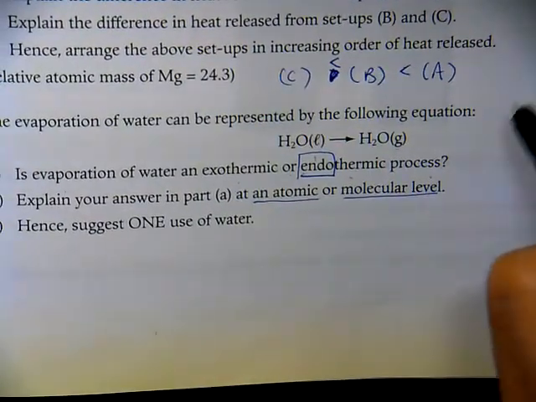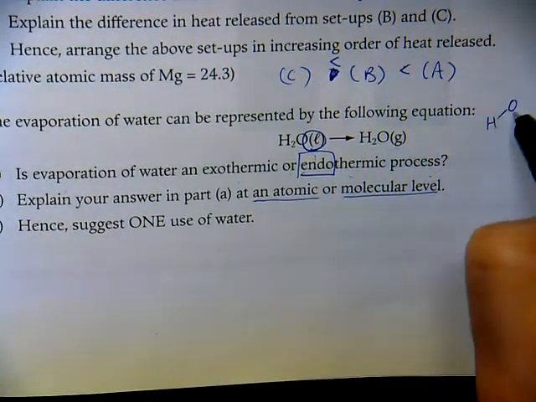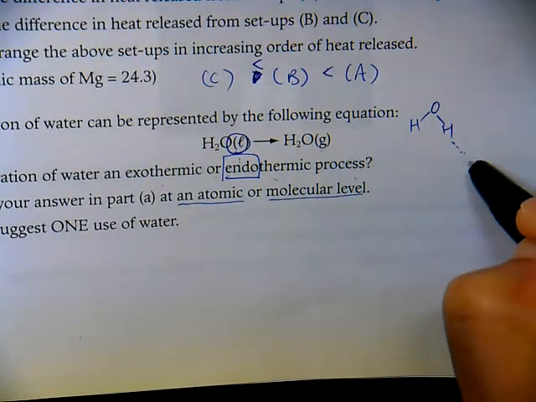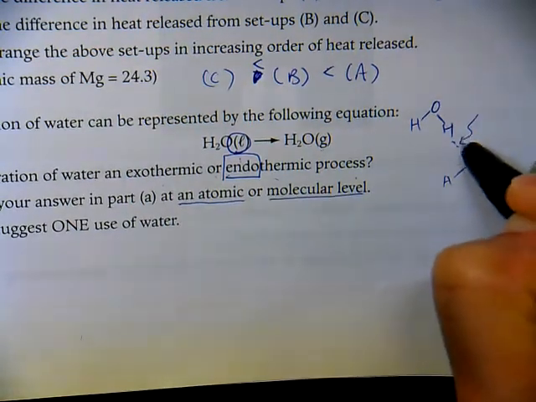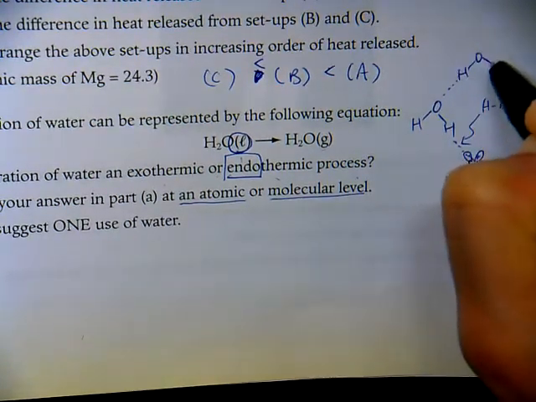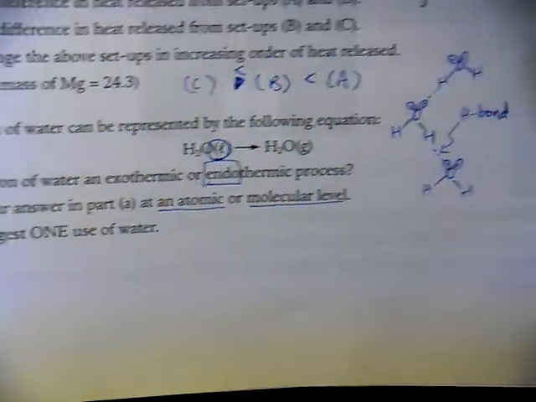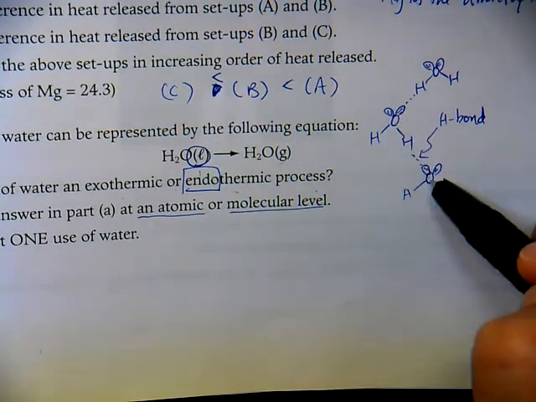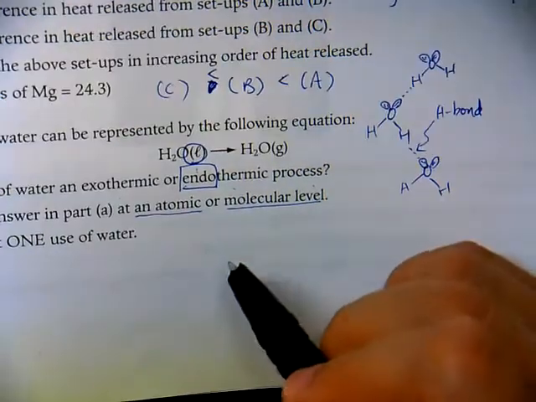Okay. Now, in liquid state, for Form 5 students, you must be very familiar with this diagram. Water molecules are attracted together by hydrogen bond. Do you remember? By hydrogen bond. Okay. So, energy is needed to break the hydrogen bond between water molecules. Energy is needed. Therefore, it is an endothermic process.